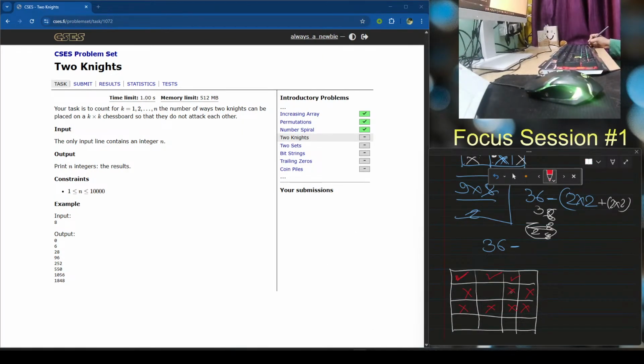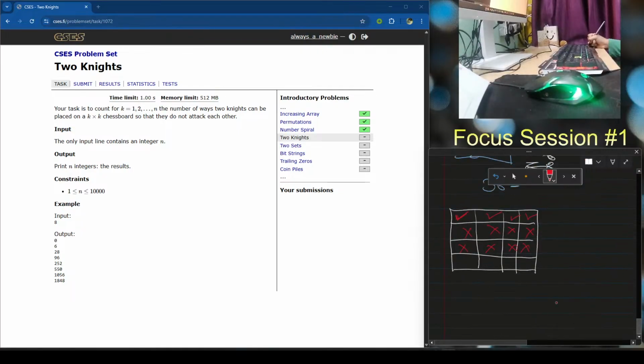So I was talking about what are the invalid positions. Now if I place my knight here, this is not valid and this is also not valid. Okay, if I place my knight here, then this position will be not valid. So what can I say about this one?